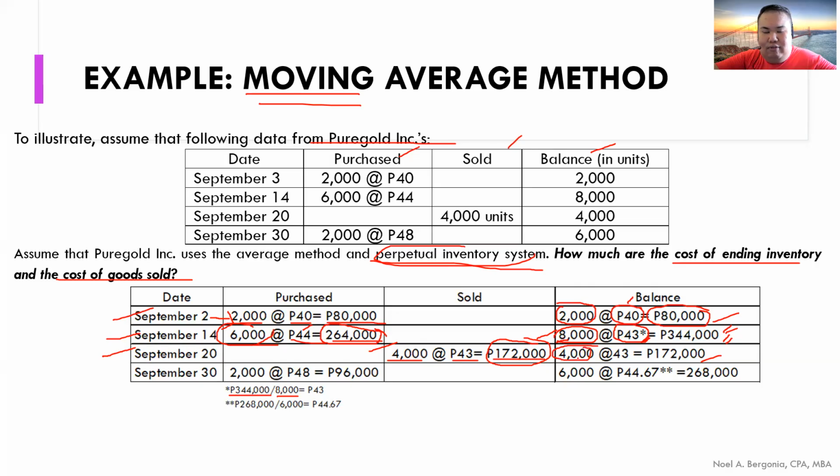So again, we compute for the moving average cost per unit. So 172 divided by 4,000, so that will be 43 pesos pa rin. Okay, so walang problema, 43 pesos. Okay, are we clear on that?